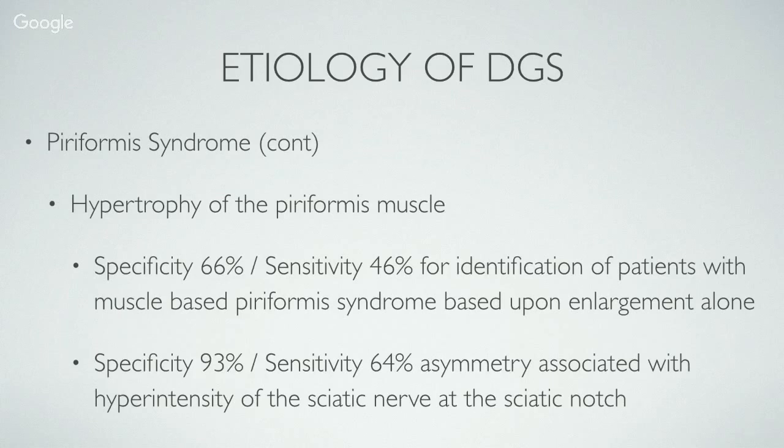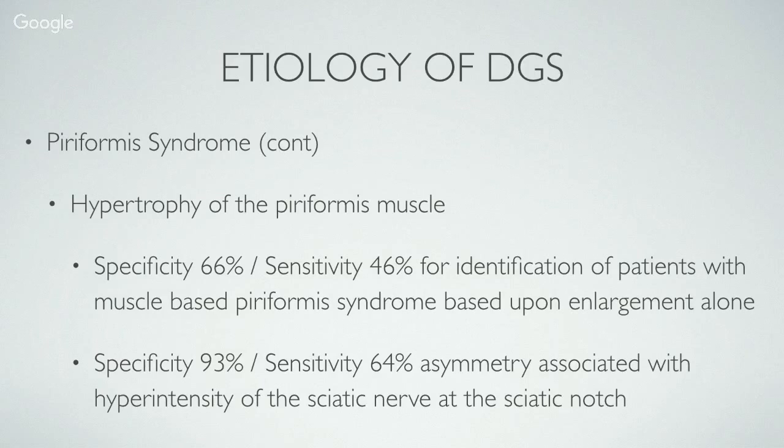So the secondary causes of piriformis syndrome. The first cause we're going to talk about is hypertrophy of the piriformis muscle itself. Now, some patients will have hypertrophy of the piriformis muscle, but they won't actually have any symptoms. So the specificity and sensitivity are pretty low if you find on imaging a patient with just isolated hypertrophy of the piriformis muscle. When you see hypertrophy of the piriformis muscle and you see a hyperintensity of the sciatic nerve associated with it, the specificity for piriformis syndrome actually increases to about 93%.